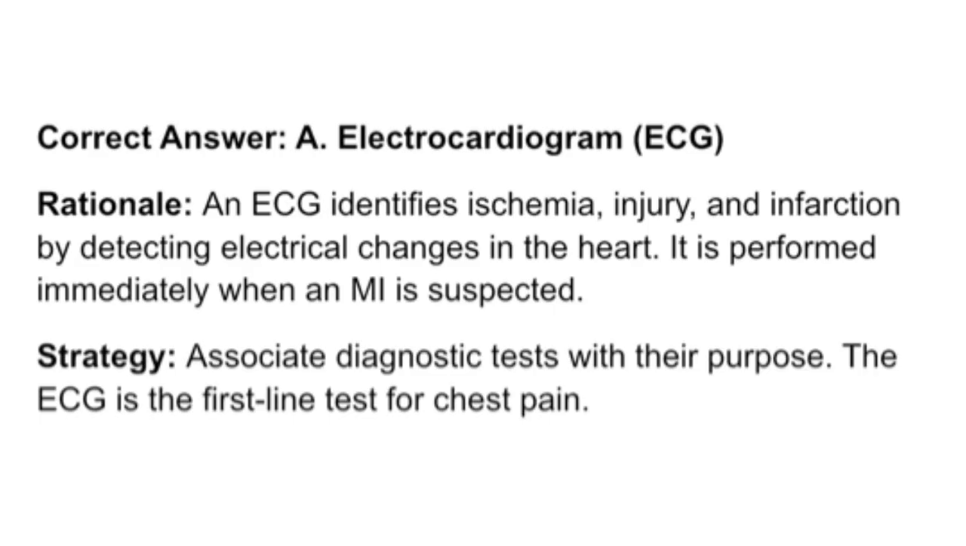Rationale: an ECG identifies ischemia, injury, and infarction by detecting electrical changes in the heart. It is performed immediately when an MI is suspected. Strategy: associate diagnostic tests with their purpose. The ECG is the first-line test for chest pain.